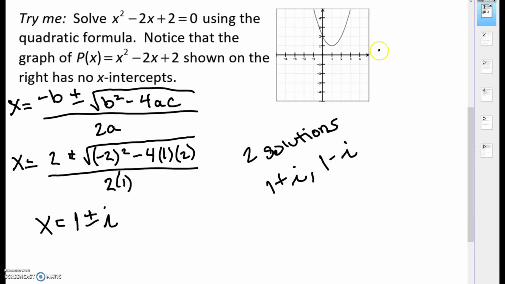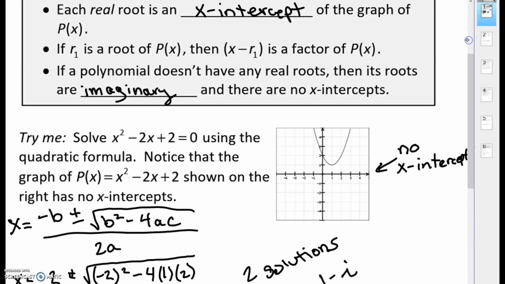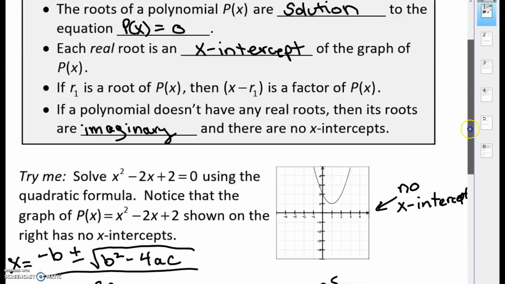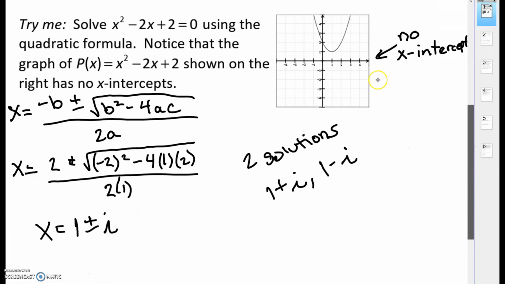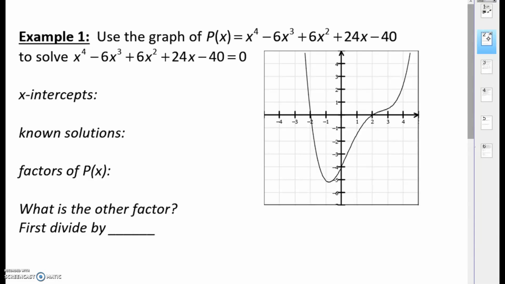And if you look, we have no x-intercepts, which means we have no real solutions to our graph. All right, moving right along.